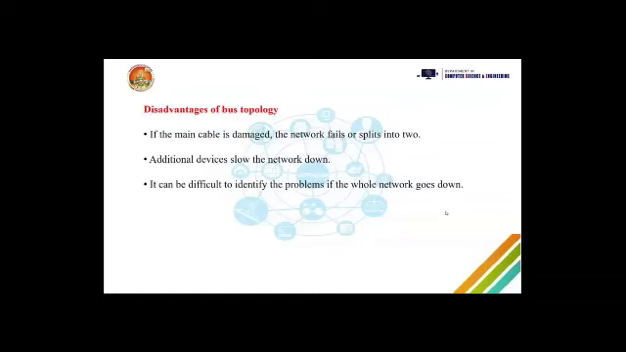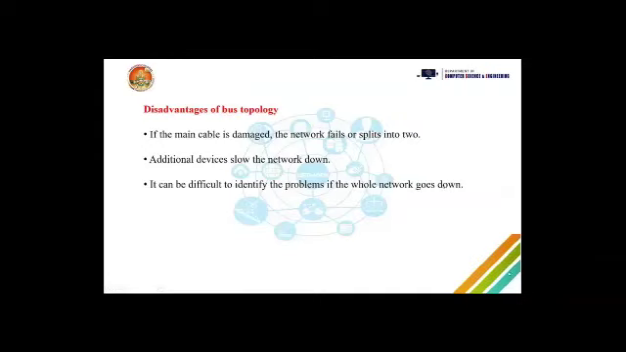When we come to the disadvantages of bus topology, the first disadvantage is if the main cable is damaged, the entire network gets into a failure state, or our network will split into two parts. The second disadvantage is additional devices slow the network down. Means if you are adding more devices to the network, obviously the performance of the network will go down. And the last disadvantage is it can be difficult to identify the problems if the whole network goes down. Yes, if the network is going down, then it is very difficult to identify where we are having the problem.